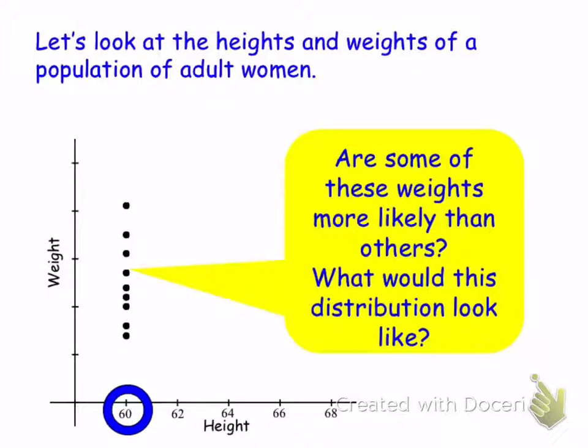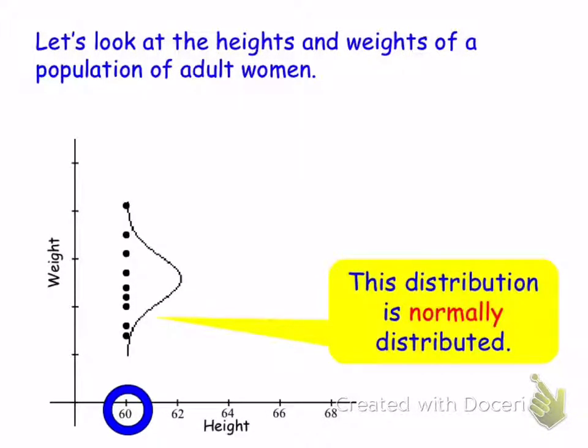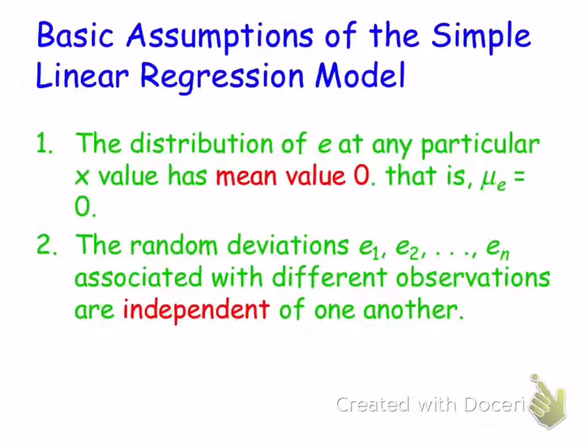So if I took a sample of 1,000 women and they were all 5 foot tall, and then I created a dot plot or a histogram or something, what kind of shape would that make? Like, what would the shape of my distribution be? Normal. Perfect. That was exactly the answer that I was looking for. They are normally distributed. So at each X value, we have a normal distribution.